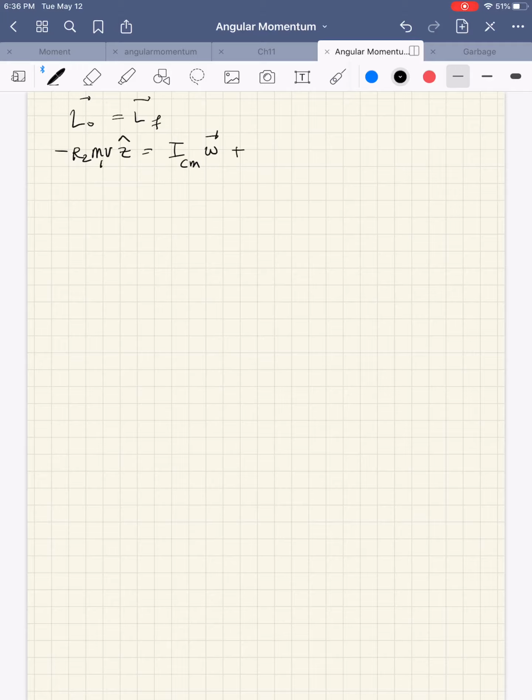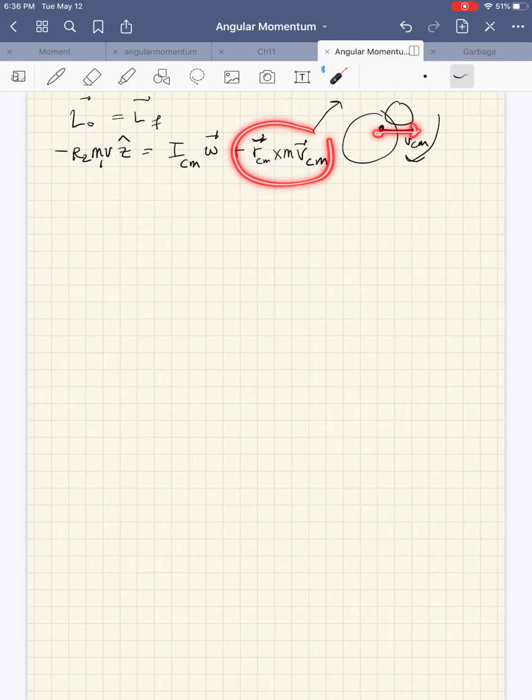plus, I'm actually translating too, right? The whole combined puck thing is rotating, but the center of mass is also translating. So I'm going to have R relative to the center of mass cross M V center of mass, treating this part as a point particle moving. But check this out. Because I'm finding everything with respect to the center of mass, that means my center of mass is literally 0 away. So this is just 0. I don't have to consider the fact that it's translating because I'm looking relative to the center of mass right here.